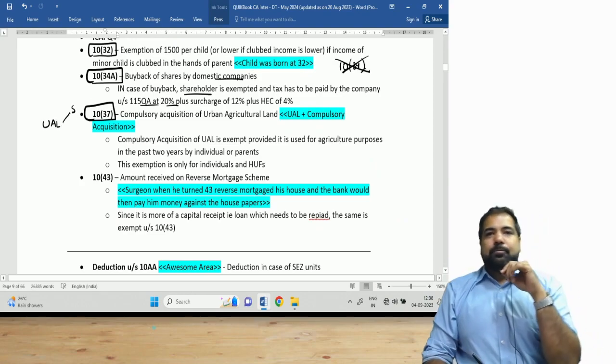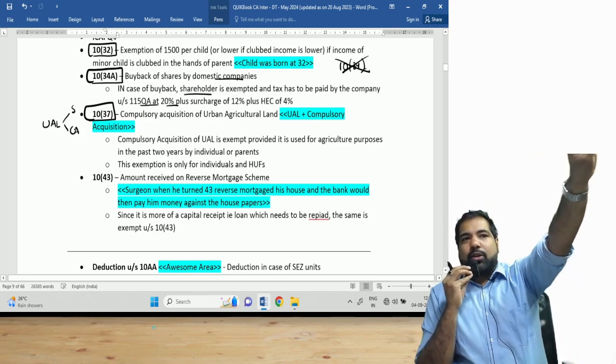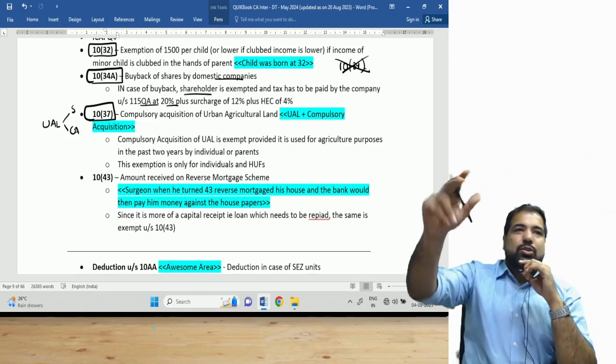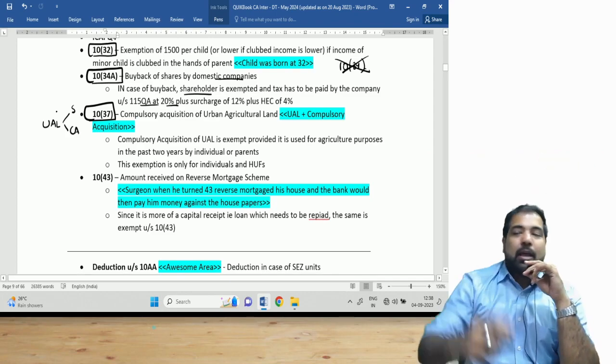All right, 10(37). I have an urban agriculture land. If I sell it, tax. But if it's compulsorily acquired, it can be exempt. Two conditions: only for individual and HUF, and in the last 2 years, prove that you've used it for agriculture purpose.